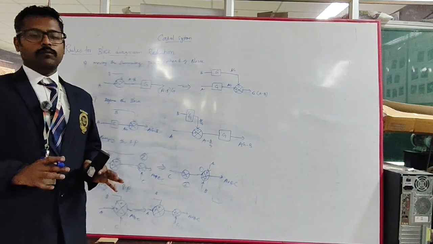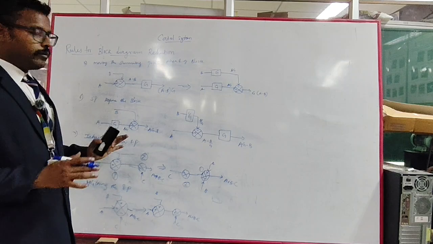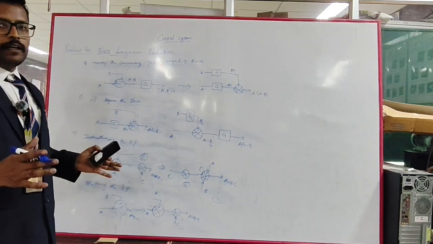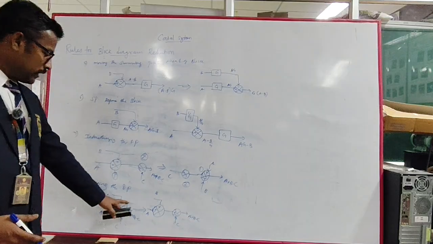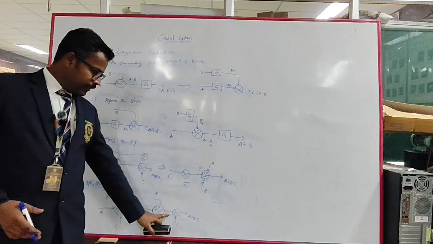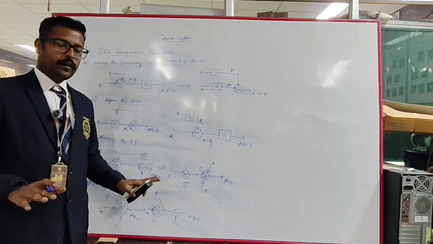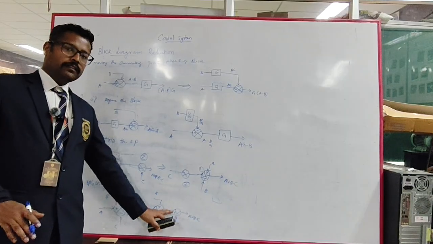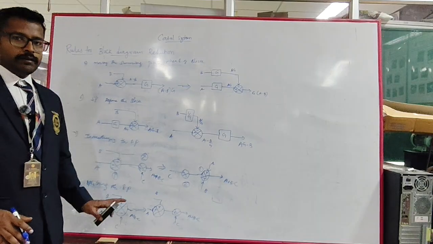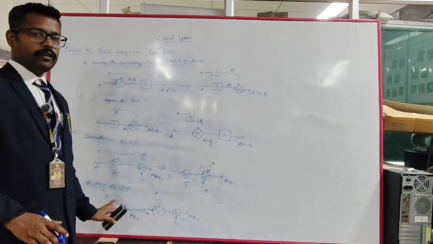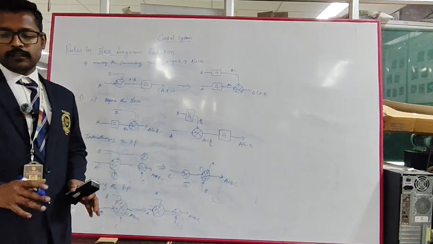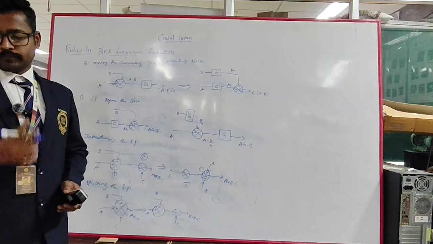Okay, the very important thing is that the summing point can be interchanged, or it can be split, or they can be combined. The combining of the summing point is, if there are two summing points and in between them there are no blocks, then we can combine the two summing points into a single summing point. In the same way, if you need it, we can split the summing point also. So everything is possible in block diagram reduction.